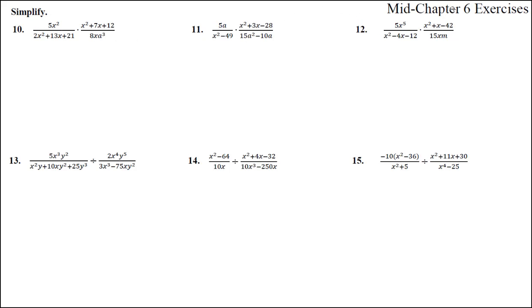Here we are in mid-chapter 6 exercises, numbers 10 through 15. Number 10, it looks like we're going to be simplifying, so let's be sure and factor all of these. So 5x squared is already factored.